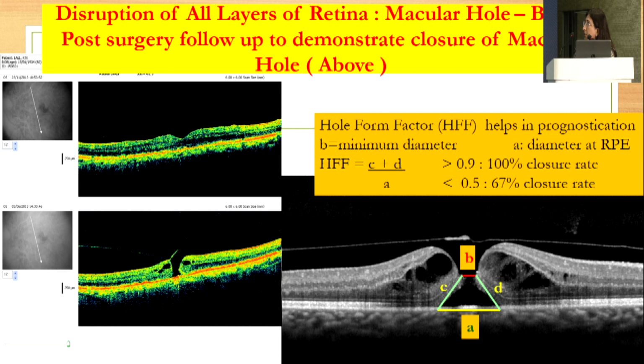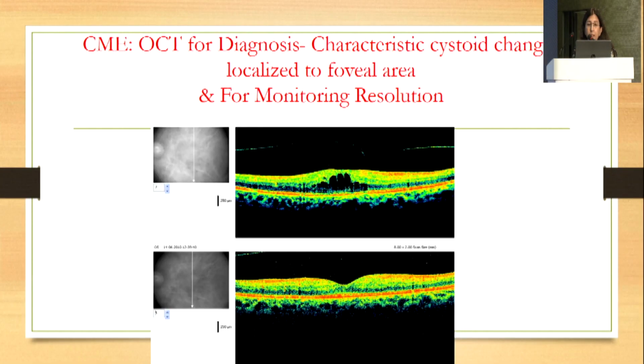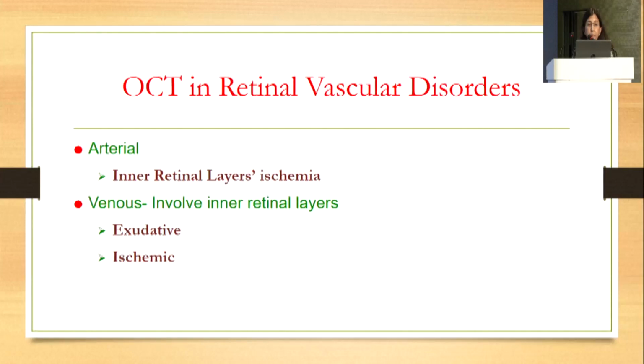If the hole size is smaller, you have a much better chance of closure and visual improvement. But if it is larger, then the chances are less. Many times post-cataract surgery, you may find the patient having blurring of vision and not getting good vision. This is where OCT is very useful in finding these cystic spaces in the retina. So this is the cystoid macular edema, and OCT is very useful in monitoring the resolution of that with treatment.